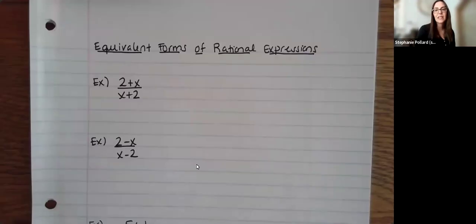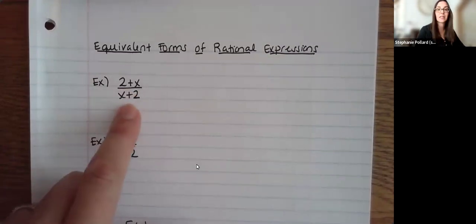Welcome, everybody. In this video, I just want to go through some equivalent forms of rational expressions. It's sort of just a reminder video to make sure you completely simplify your problems. So our first two examples actually simplify really nicely, but you may not recognize it right away. So for instance, here you have 2 plus x and then x minus 2.